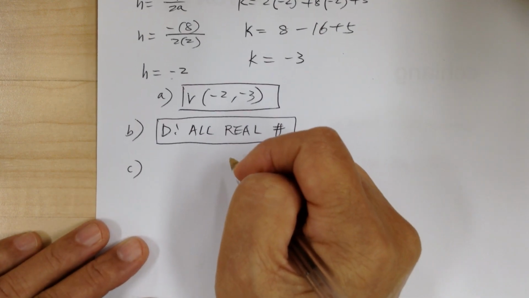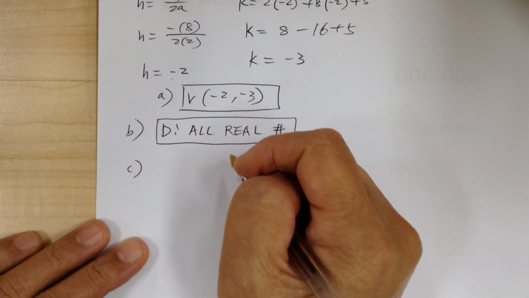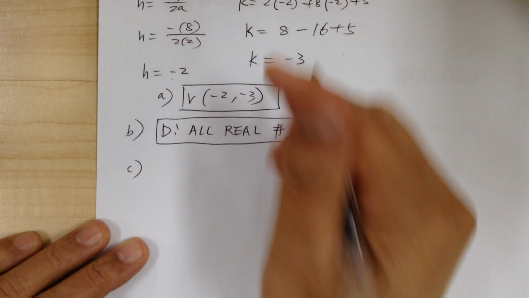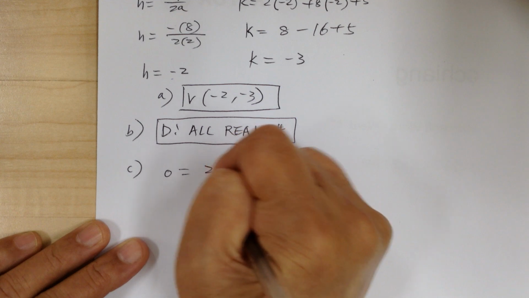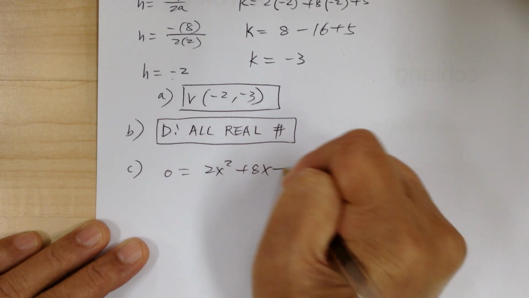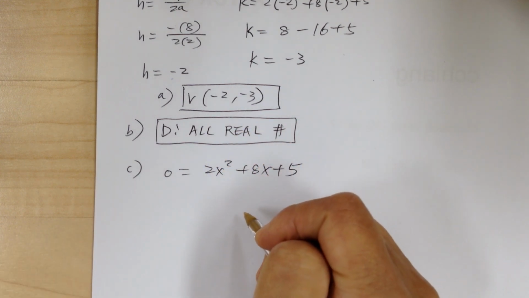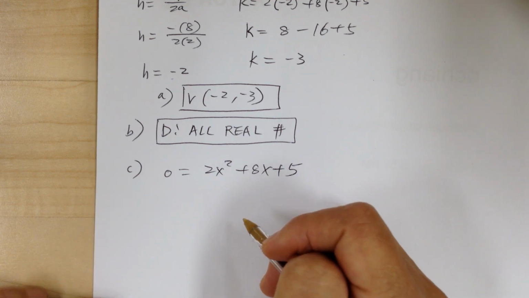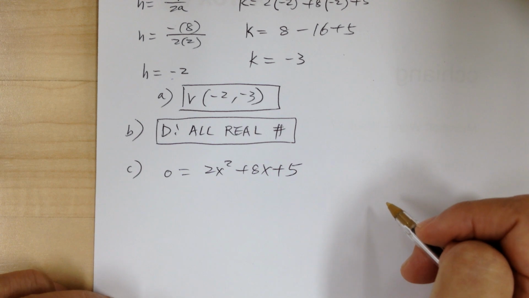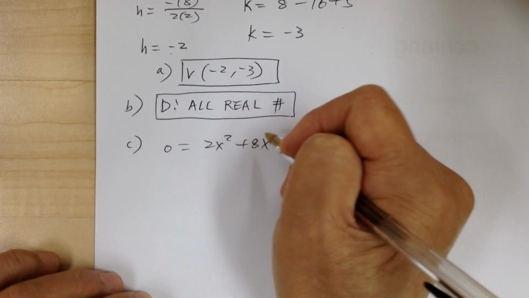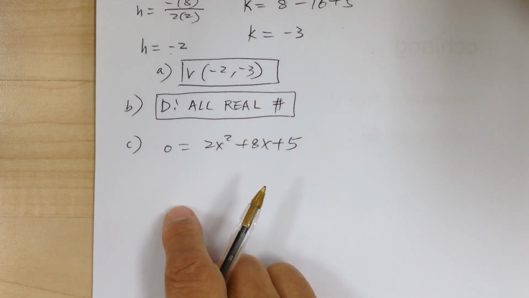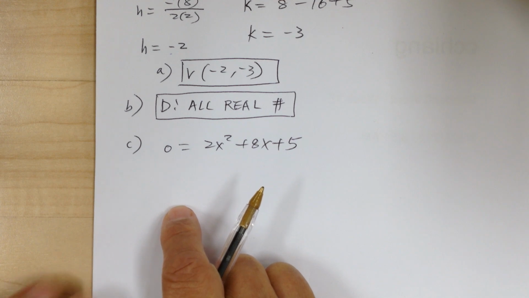For part C, you're looking for the zeros. To look for zeros, you just set this equal to 0 and then solve. Let's see how we're going to do this one. You know what? Let's just use the quadratic formula. It's probably a little bit faster.